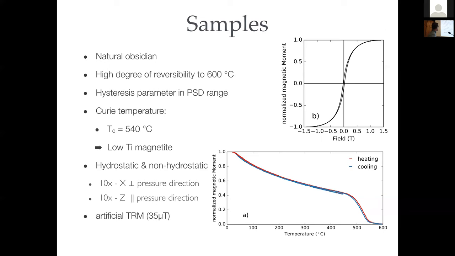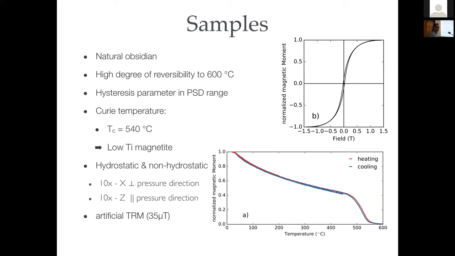The Curie temperature is a little low, so we have a little bit of titanium in there, which is nice because it reflects some of the magnetic mineralogy of some achondritic meteorites. And the domain state is about in the pseudo-single domain range, which you can see on this histogram.